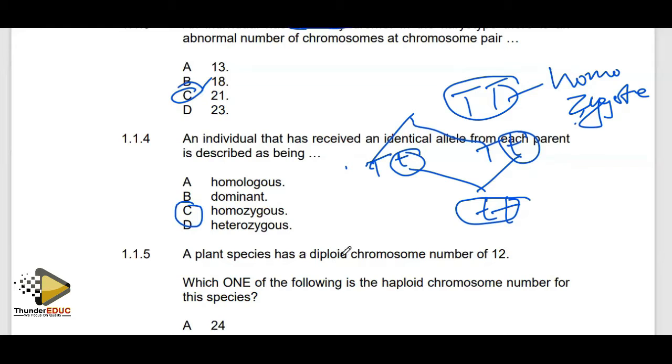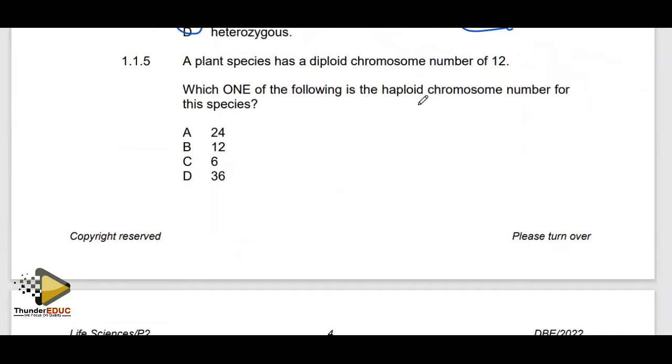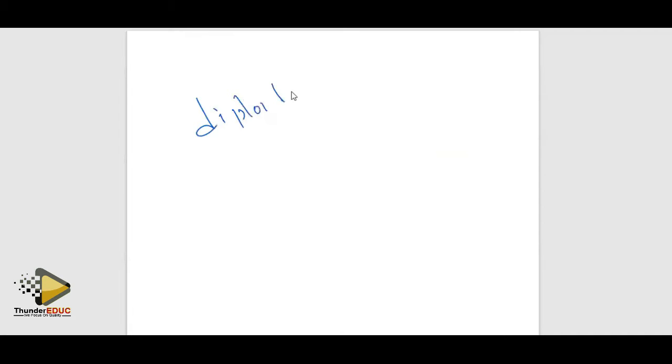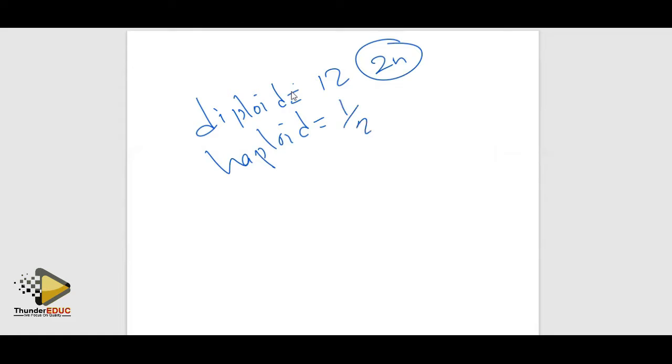species has a diploid chromosome number of 12. Which of the following is the haploid chromosome number for this species? Diploid means 2. That's why it's called 2 sets of chromosomes, 2n. Haploid means 1, or half. If the diploid number is 12, which means 2 sets of chromosomes, then haploid means half. Half of 12 is 6. So 1n is going to be 6.